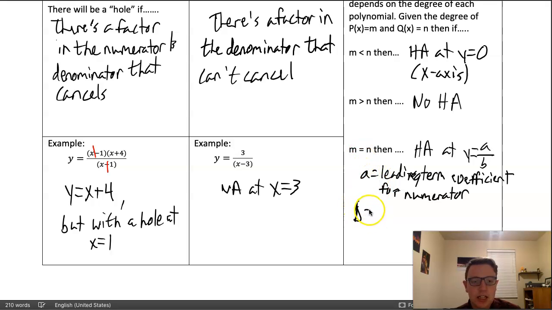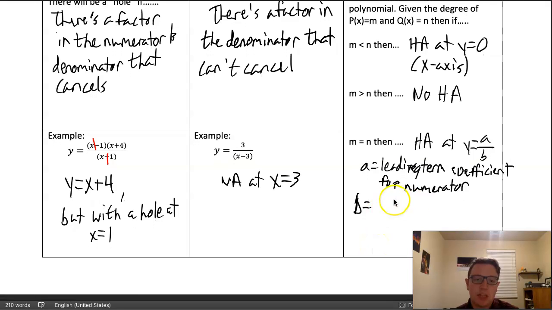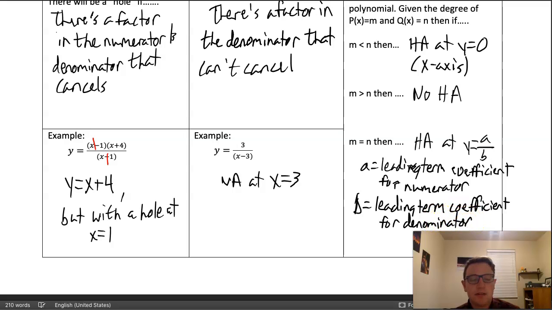So essentially, when you have degrees of the same value, you're going to take the coefficient for your largest term in the top and divide it by the coefficient for your largest term in the bottom. So b is the leading term coefficient for the denominator. That one's a little bit confusing, so let's take a look and figure out what that means.